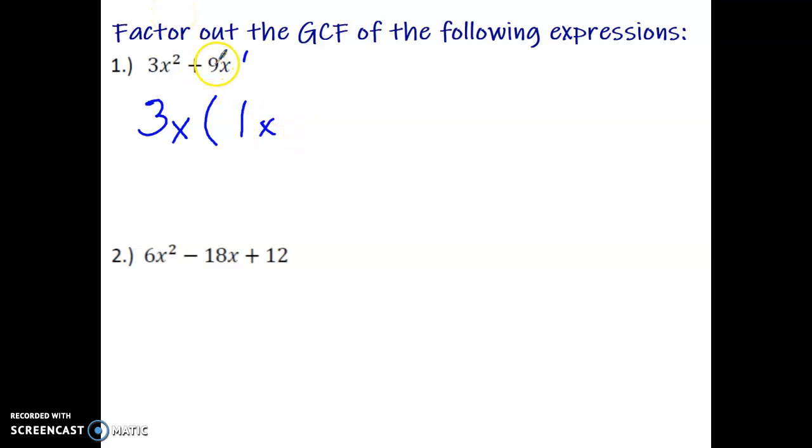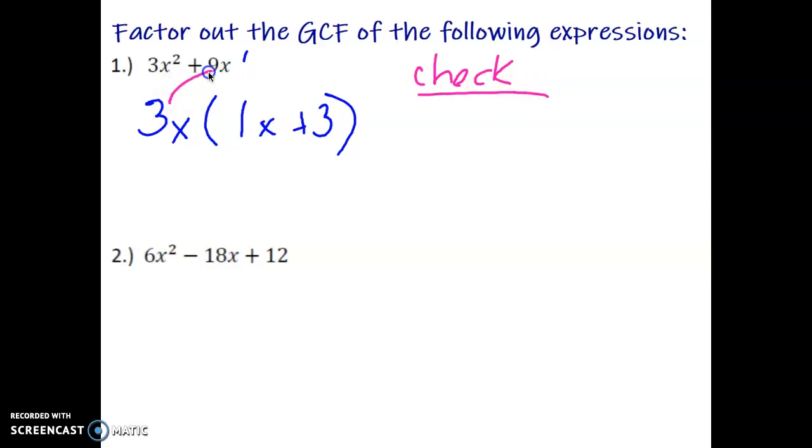And then for this one, 9 divided by 3, that's going to be positive 3. And my exponent here is 1. My exponent here is 1. 1 minus 1 is 0. Anything to the 0 power is just plain 1. 3 times 1 is just 3. So there's no x. So when you get x to the 0 power, you don't need to write an x. Close the parentheses.